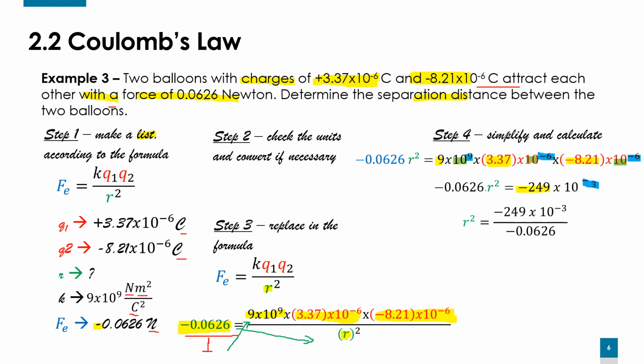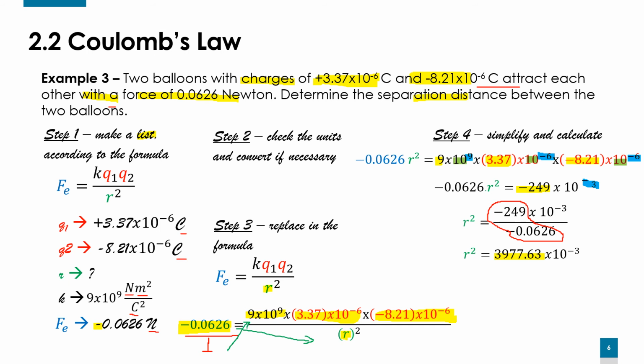Now, what do I need to do? I need to divide minus 249 divided by minus 0.0626. So dividing minus with minus gives plus: 2.49 divided by 0.0626, I get 3,977.63 times 10 to the power of 3. I didn't change anything else.